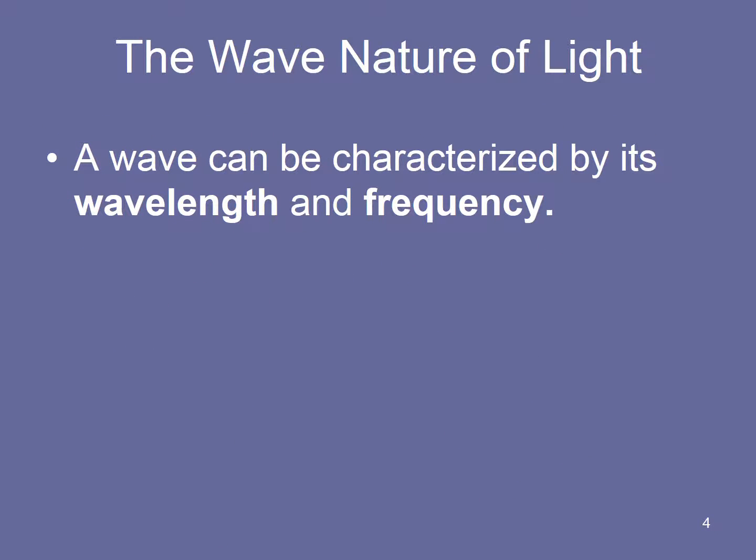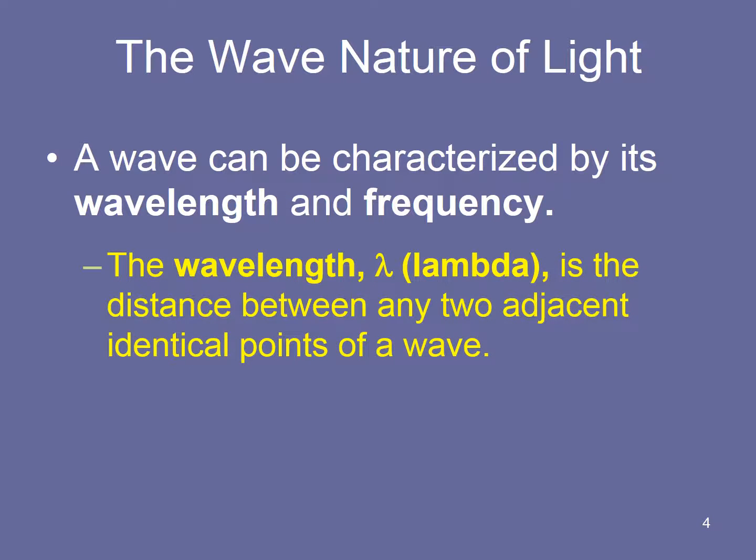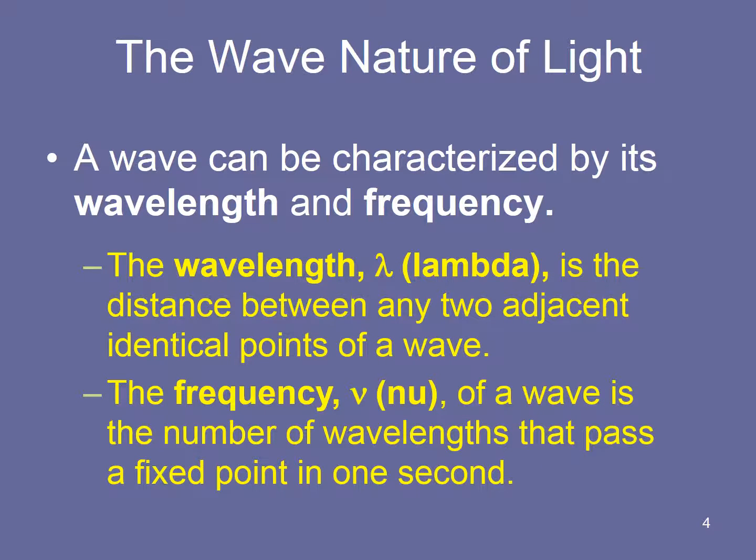Okay, so a wave can be characterized by its wavelength and its frequency. So let's look at the definitions. A wavelength, which is given the symbol lambda, the Greek symbol lambda, is the distance between any two adjacent identical points on a wave. We'll see a picture in just a second. And then the frequency, which is given the symbol nu, the Greek symbol nu, is the number of wavelengths that pass a fixed point in 1 second.